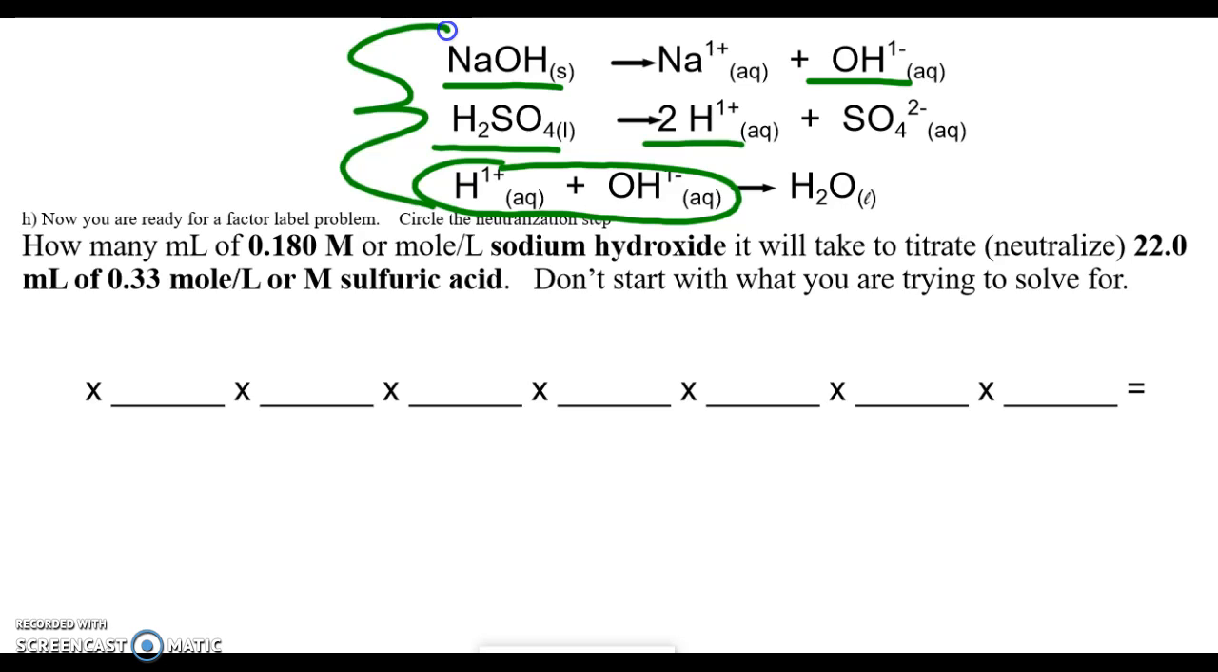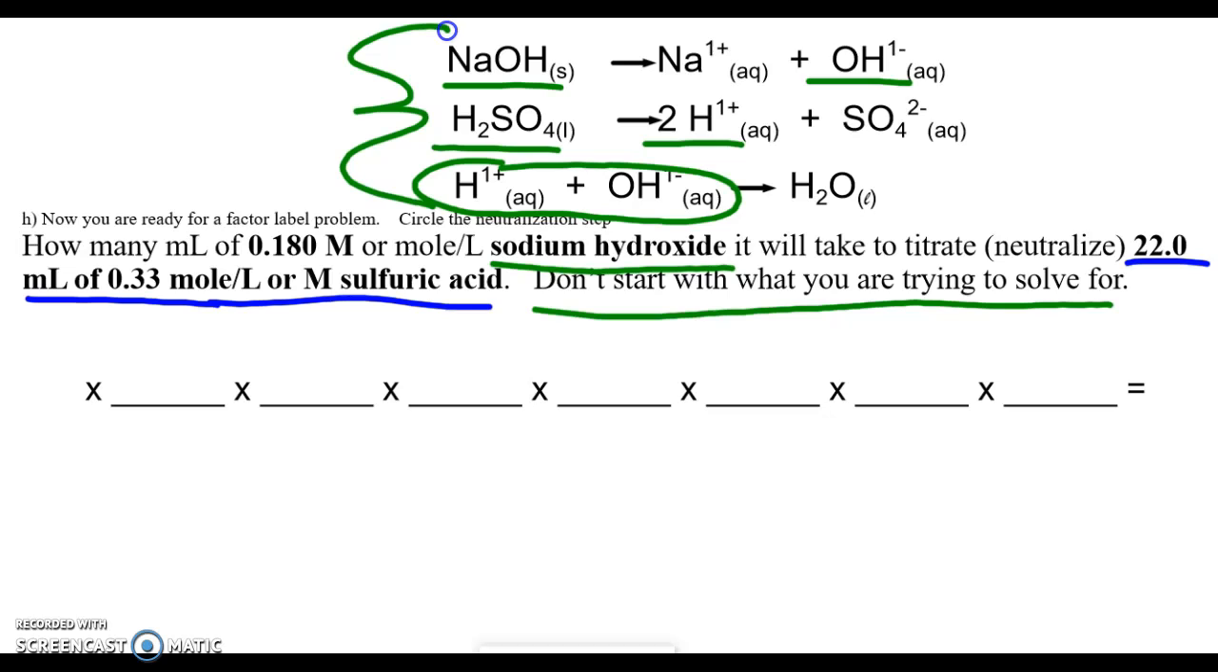There is a note in here. Don't start with what you're trying to solve for. So in this problem, we want to know milliliters of sodium hydroxide. So don't start your problem with sodium hydroxide. Start it with the other item. The other item in this problem is 22.0 milliliters of 0.33 molar sulfuric acid. That gives us a lot of information, and that's what we will start with.